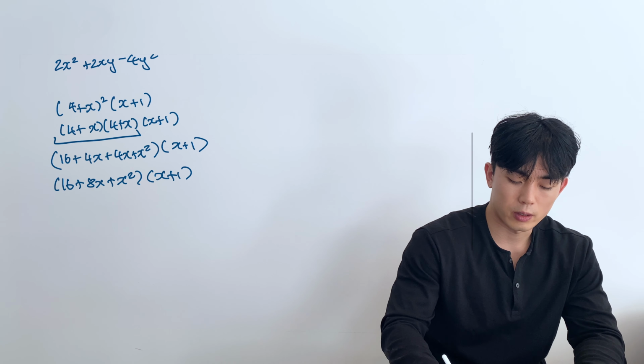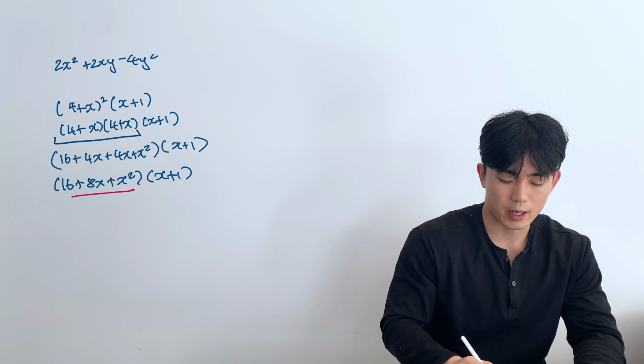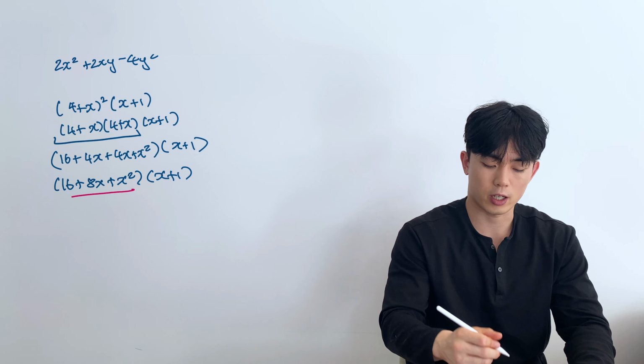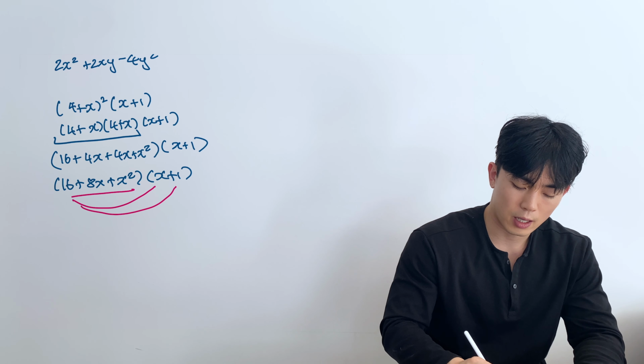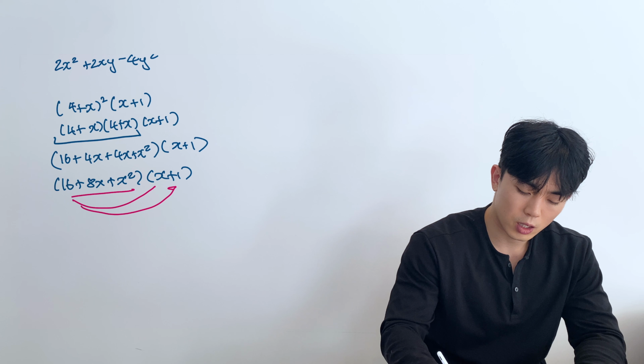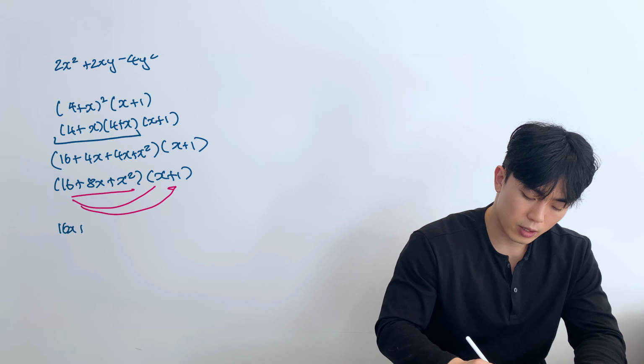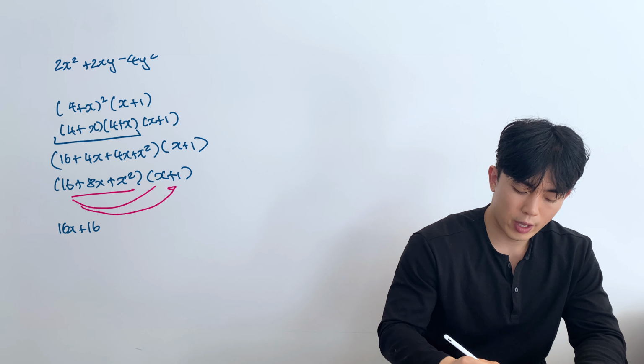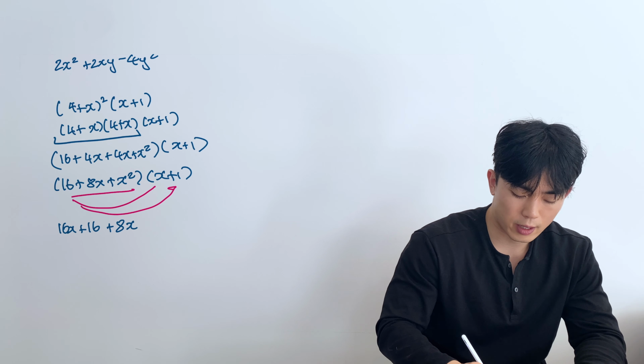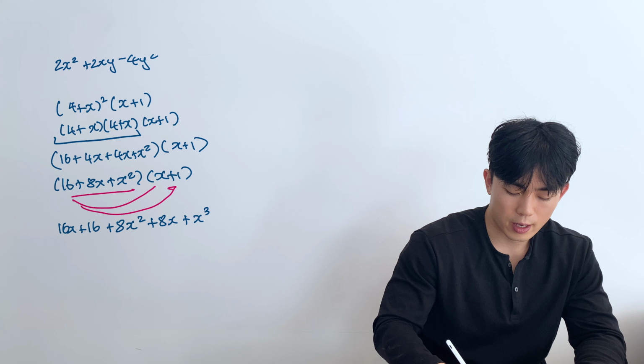And then now we've got, even though we have 3 terms in this bracket here, it's still the same thing. Multiply to each term. So 16 times this and this. So we get 16x plus 16. Same thing with the 8x. So 8x times x is 8x squared plus 8x. And x squared times x is x cubed plus x squared times 1 is x squared.